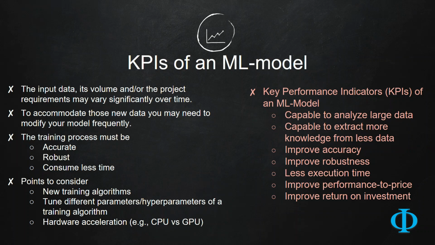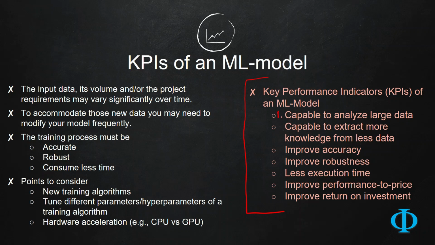Also, you have to be aware of different types of parameters, hyperparameters, and recently the hardware acceleration mechanisms that are highly impacting the performance of machine learning models. So there are lots of different things you need to consider when it comes to evaluating a machine learning model. Based on our observation, we have come up with a few KPIs for machine learning models, as you can see on the right-hand side of the slide.